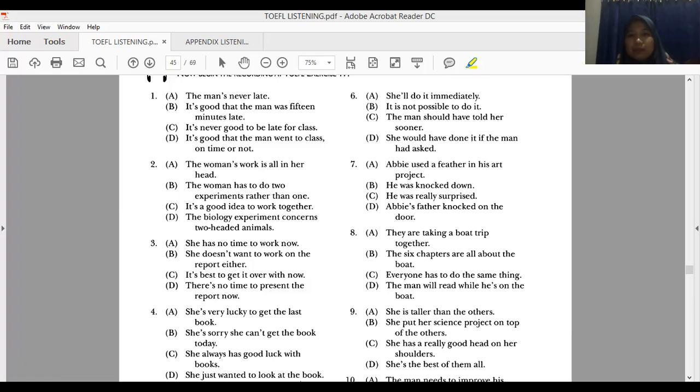TOEFL Exercise 17. In this exercise, listen carefully to the short conversation and question in the recording, and then choose the best answer to the question. You should be particularly careful of idioms. Number 1. I was 15 minutes late for class today. Better late than never. What does the woman mean?